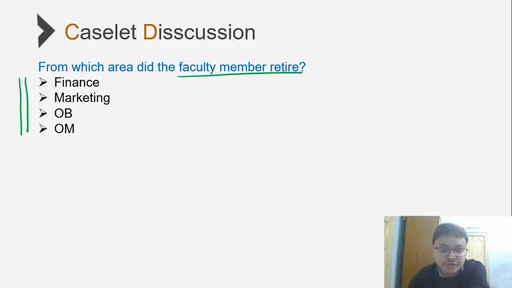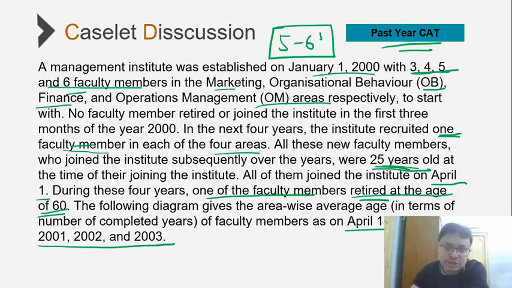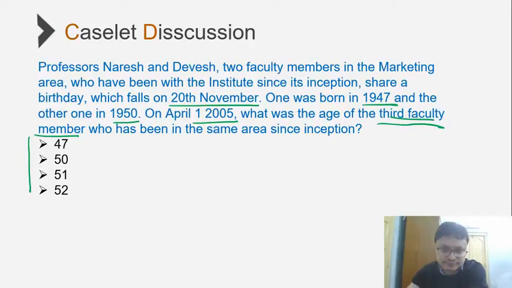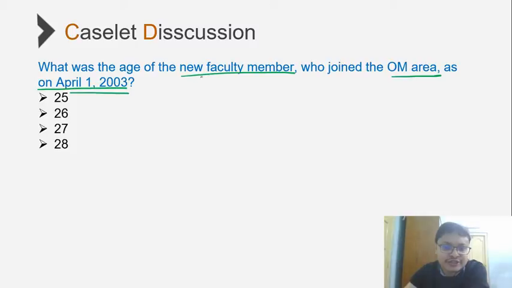So the questions are set out as follows. The first: from which area did the faculty member retire? The second: Naresh and Devesh are two faculties in the marketing area with a date of birth given, and since marketing had a total of 3 faculty members, what is the age of the third faculty member as on April 1, 2005? The third one is asking: the new faculty member joined the finance area in which year? The fourth one is asking: the new faculty member in the OM area, what was his age on April 1, 2003?